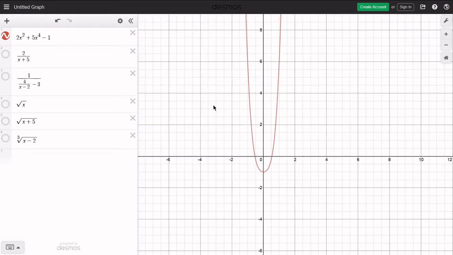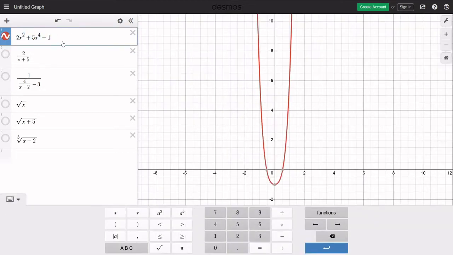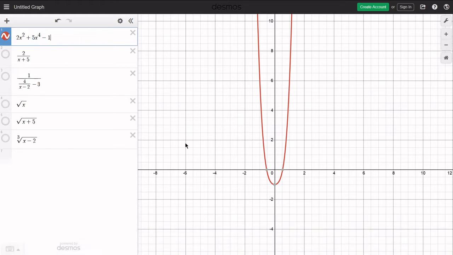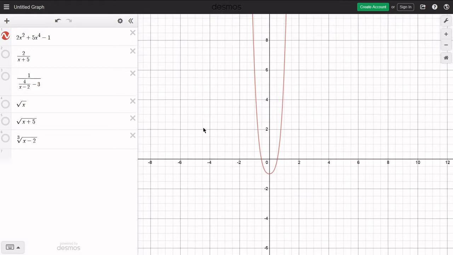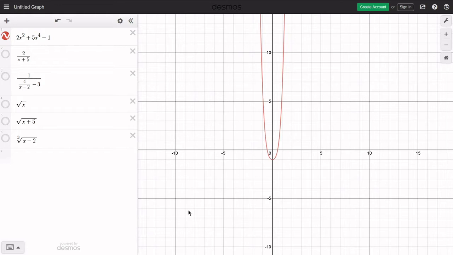This function right here is 2x squared plus 5x to the fourth power minus 1. This is a polynomial function, and it is a polynomial of degree 4. That's the highest power, so that's the highest degree. So it follows that kind of behavior of a fourth degree polynomial, and you'll see how it just shoots up like this. Now, polynomials all have very similar behavior.